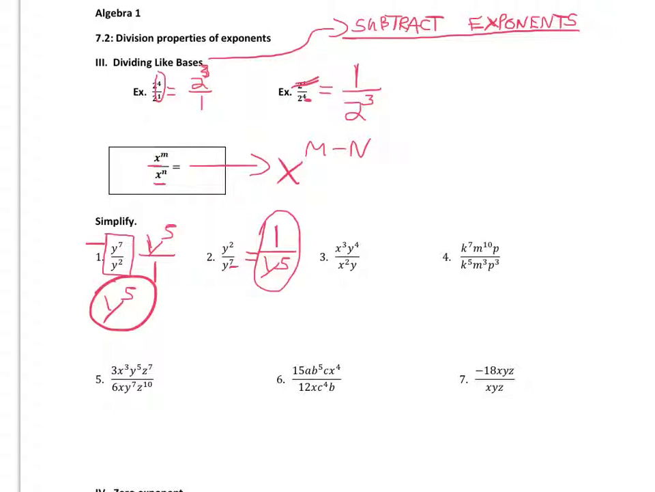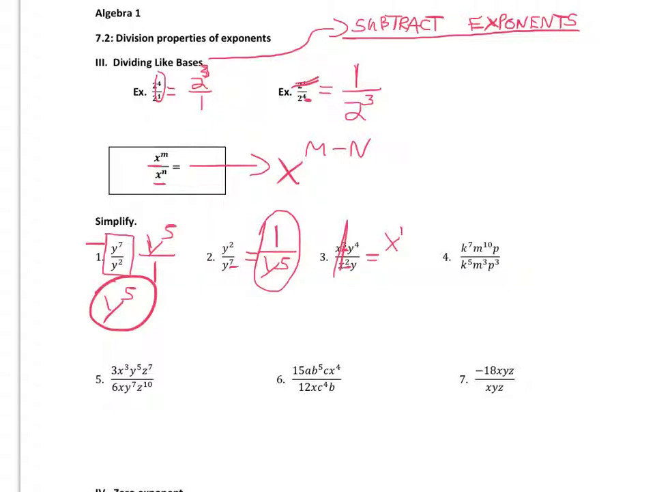Okay, if I look at number 3, now I have two variables. And I have two like bases, x's and y's. If I first look at the x's, I have this 2 and this 3. It's bigger up top. So I'm going to have x up top. And if I subtract, this 3 minus this 2 is 1, so it's x to the 1st. So I'm done with the x's.